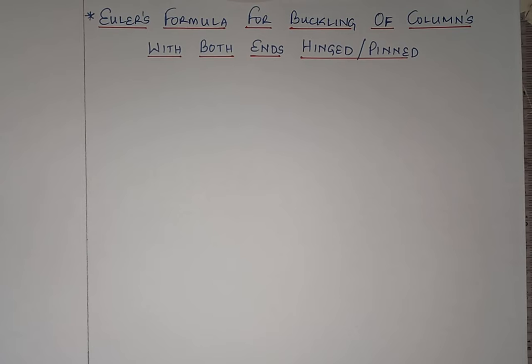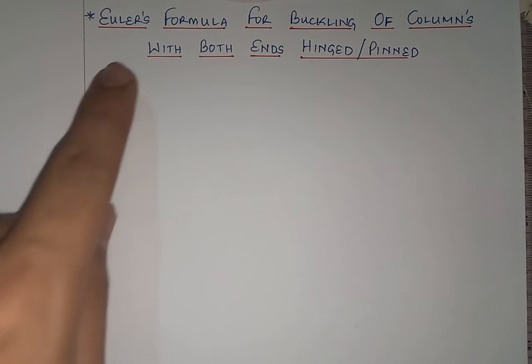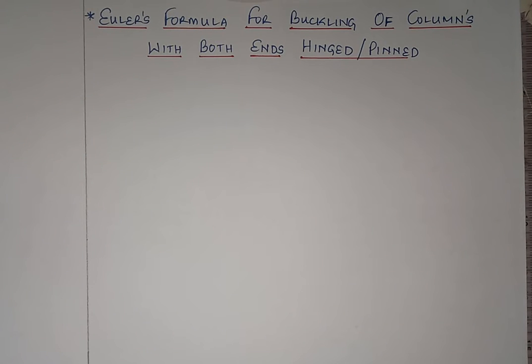This condition of buckling arises whenever we are making use of a slender column. What is a slender column? A slender column is a column whose lateral dimensions are very less when compared to its length. In that case, if you apply an axial load, then the column is going to bend or buckle. So using Euler's formula, what we are trying to find is the minimum compressive load that will cause the buckling when both ends are hinged or pinned. Let us begin with the derivation part.